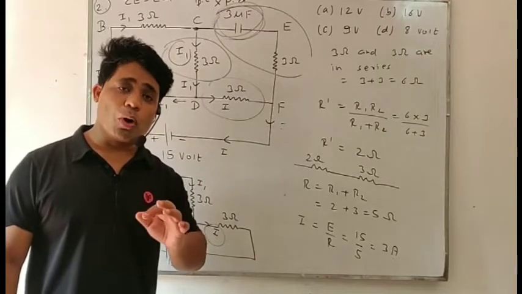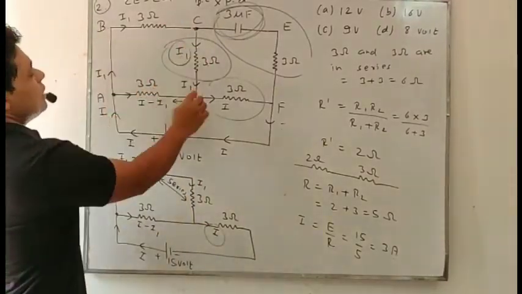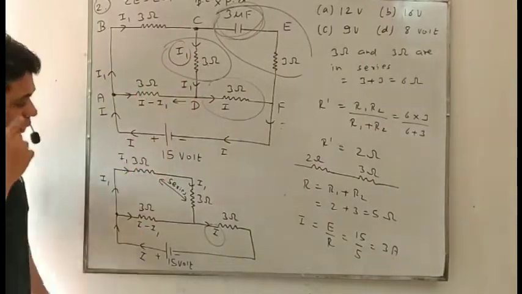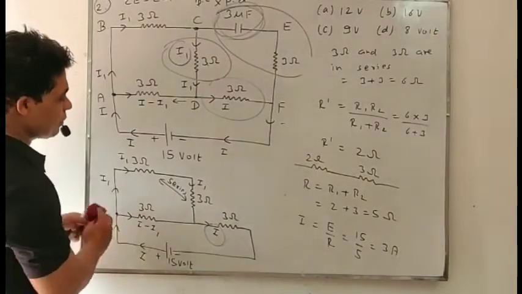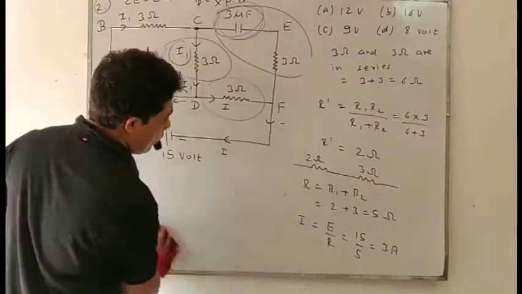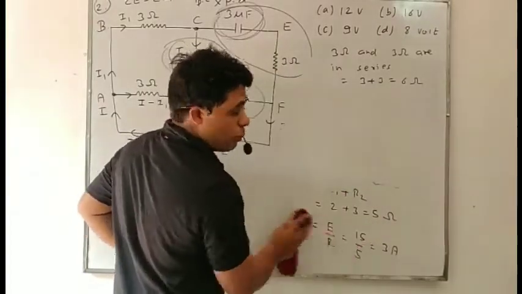That is also said to be loop law. In which loop? A, B, C, D, A. In this loop. Okay. You can copy this. Either you can take a screenshot. I'm going to remove this. Just remember, total current we got as 3 ampere. Okay.